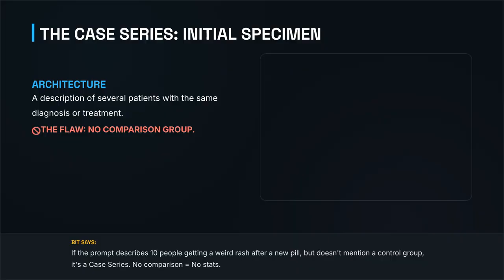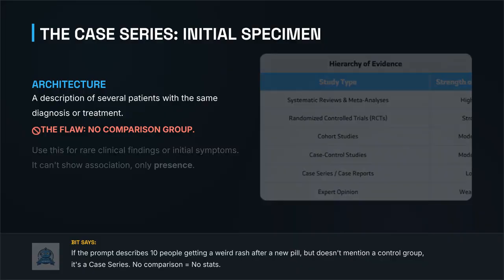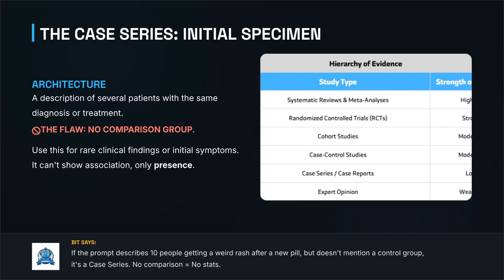BIT says if the prompt describes 10 people getting a weird rash after taking a new pill but does not mention a single healthy person for comparison, it is a case series. This is often the very first step in identifying a new epidemic or a rare drug side effect. But remember, it is the weakest form of evidence on the pyramid. It generates questions for future research, but it does not answer them at all.